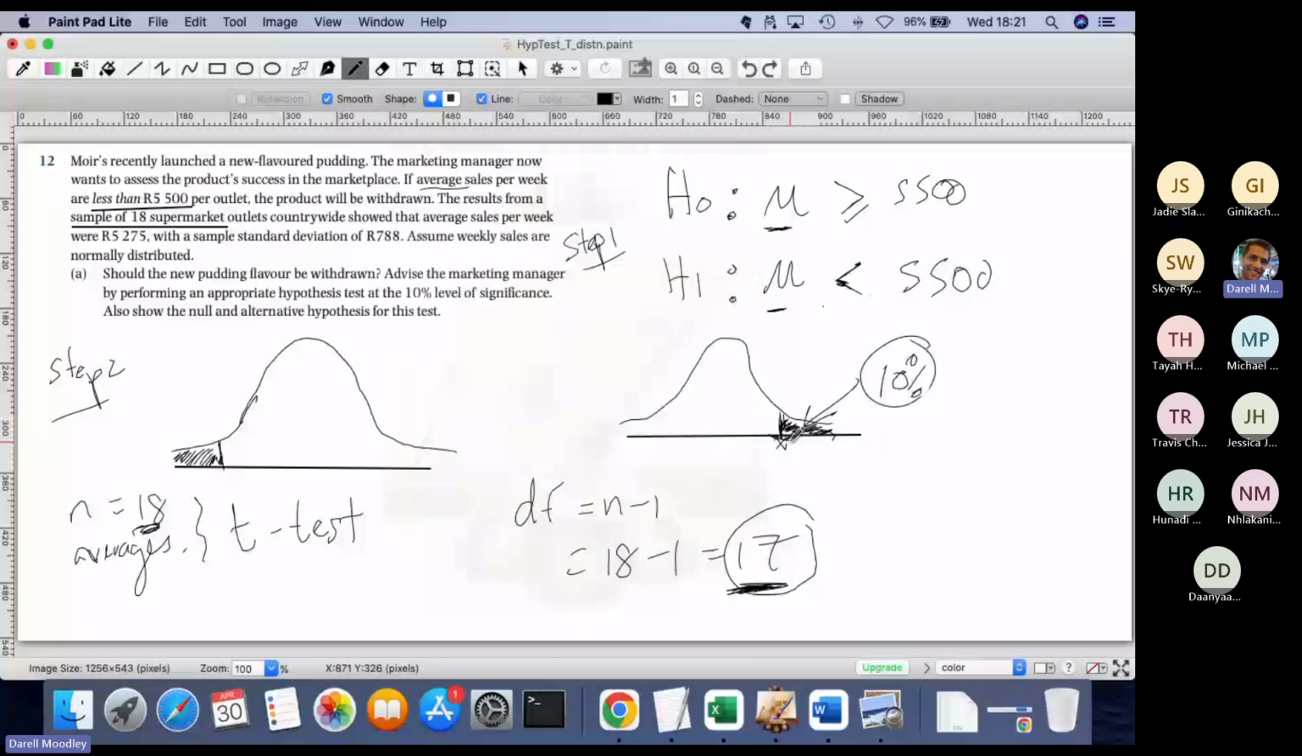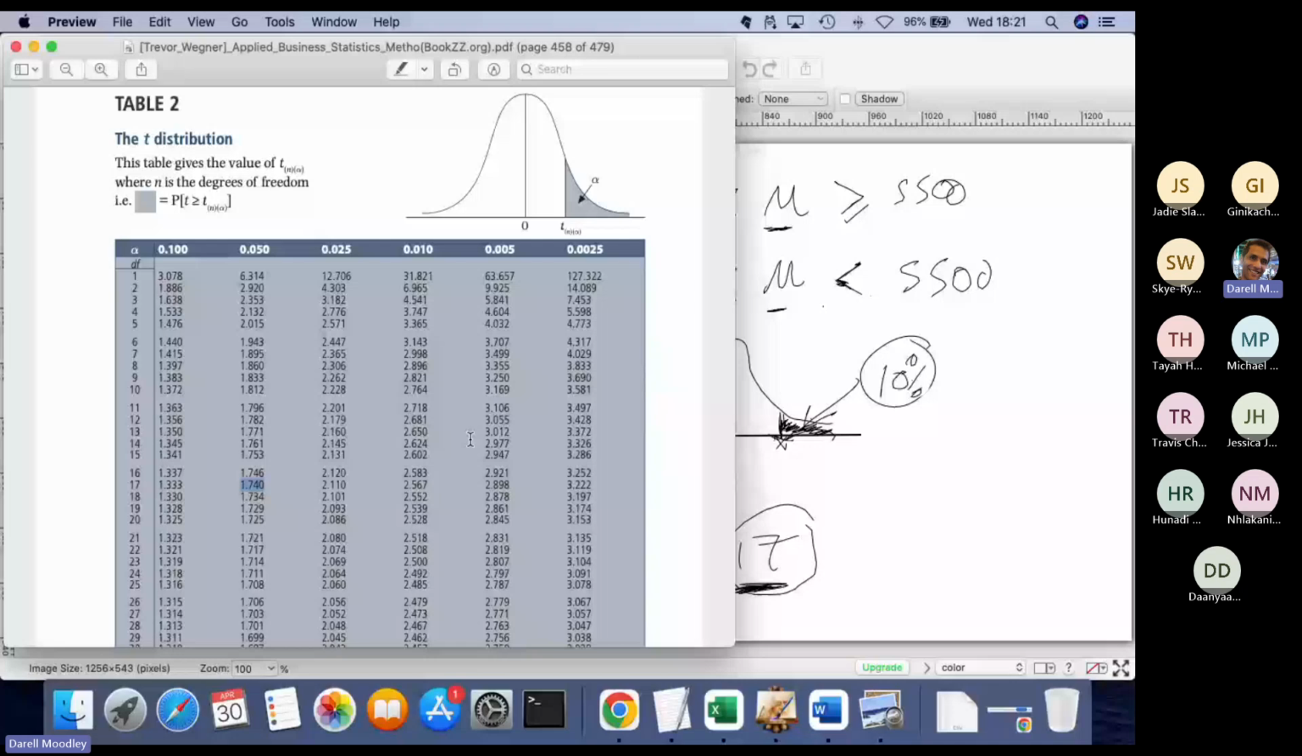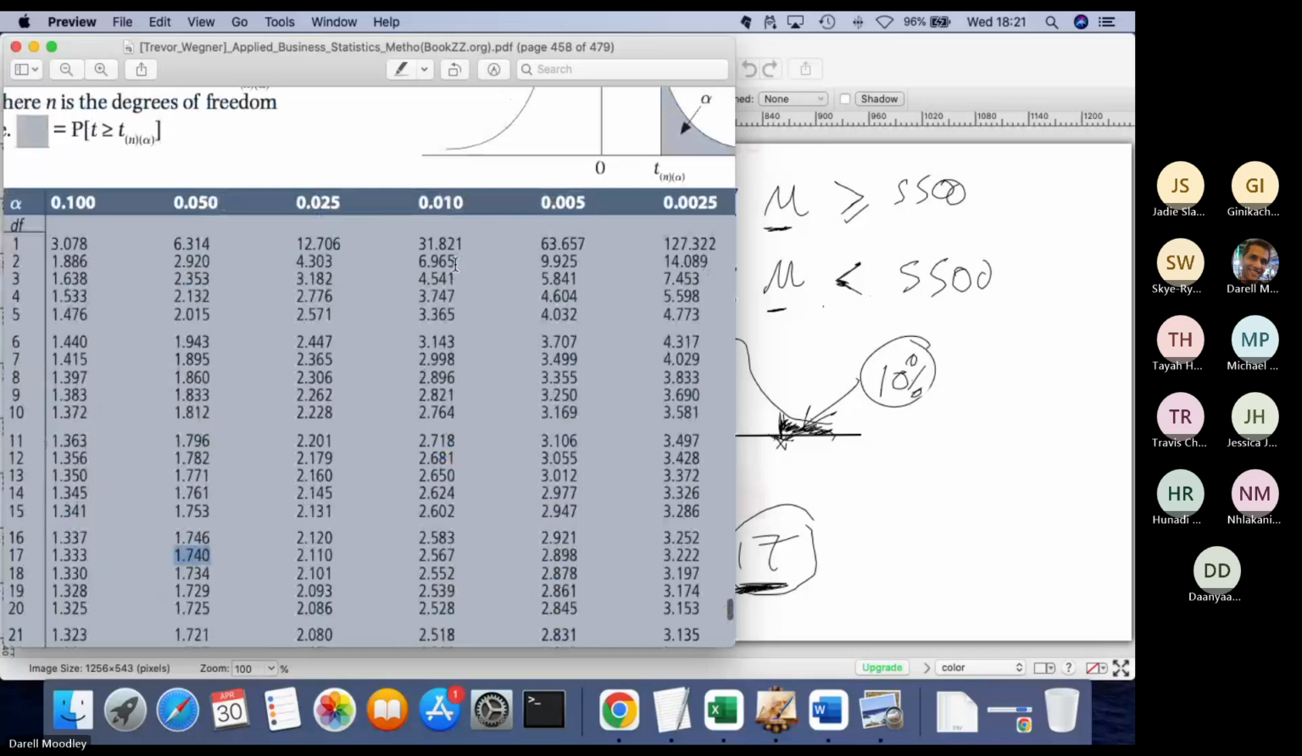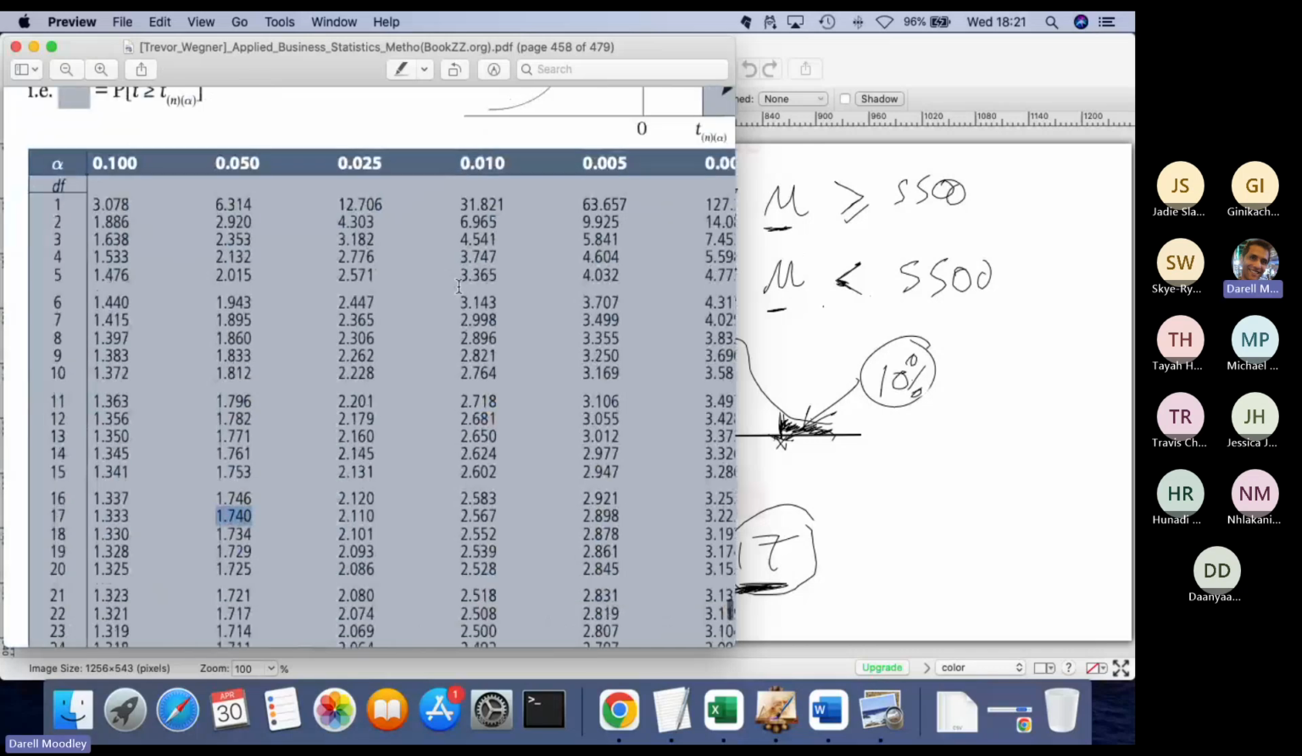Looking at the table, and maybe I'll share it with you if you don't have your textbook open. So the area size is 10%, your degrees of freedom is 17. If you go to this table, can you tell me what that value on the axis is? Can you write it in the chat?